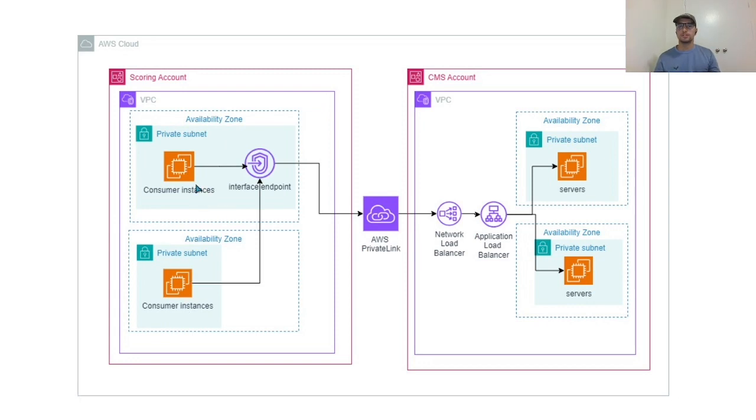Unidirectional in a sense that you can only request these producers from the clients, but there is no way for you to reach this consumer instance from the servers here. And this is different from VPC peering, because in a VPC peering, it is like a peer-to-peer architecture, while in AWS PrivateLink, it is more like a client-server architecture.